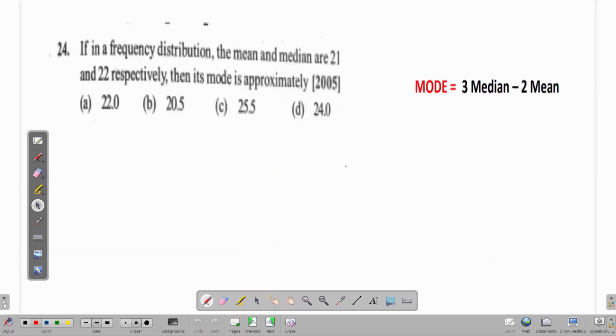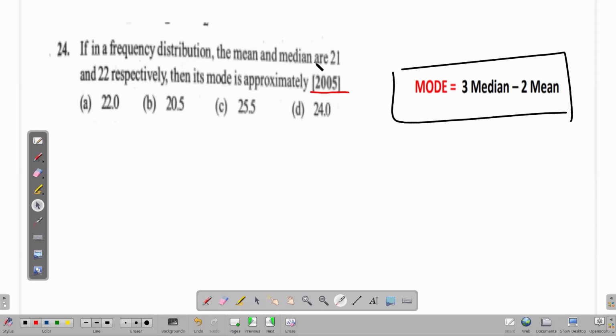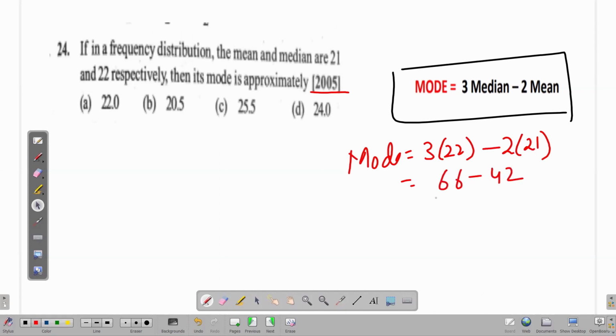Now, what I have written here is a formula, and this is the relation between mode, median, and mean. You know that mode is 3 median minus 2 mean. So this question came in 2005. If in a frequency distribution the mean and median are 21 and 22 respectively, then its mode is approximately. I have to just substitute the values. 3 median, median is here 22, and 2 mean, and mean is here 21. So my answer is 24. So this is the application of the formula: mode is equal to 3 median minus 2 mean.